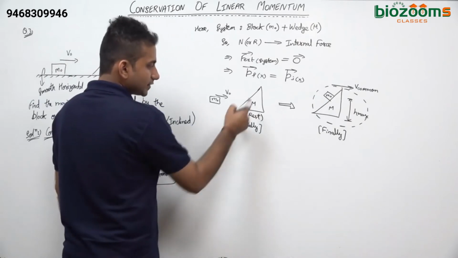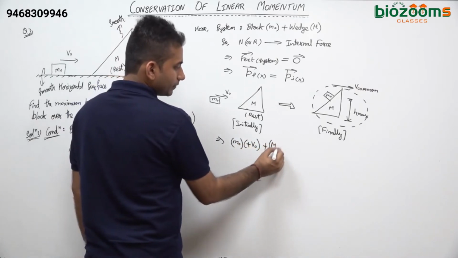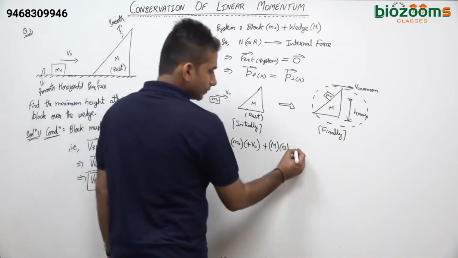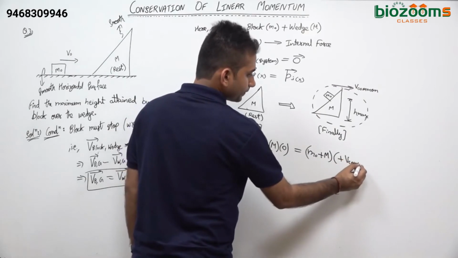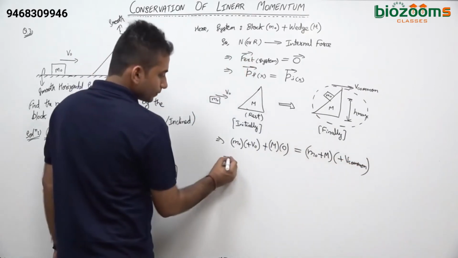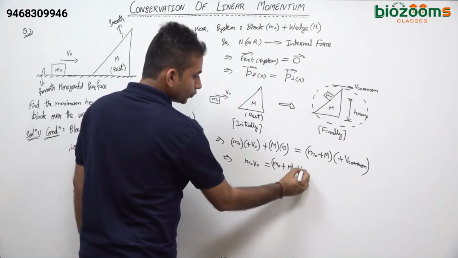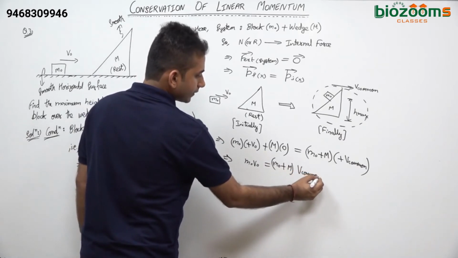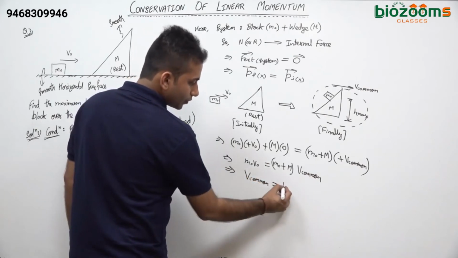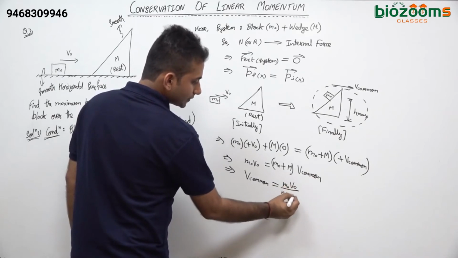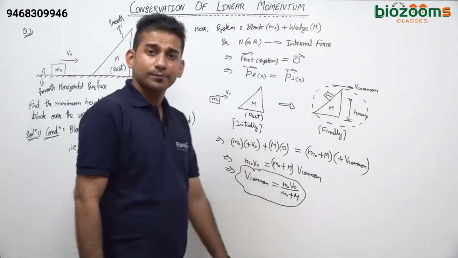So can we write, the initial momentum of the system, which means M0 into V0 plus capital M into 0. The initial momentum, fine, that must be equal to the final momentum, M0 plus capital M into V common. Easy. So M0 V0 will be equal to M0 plus capital M into V common. Can we say that V common will be equal to M0 V0 over M0 plus capital M. We can do it like that.